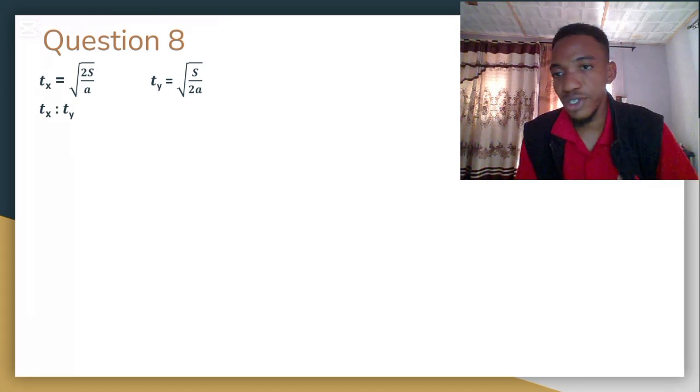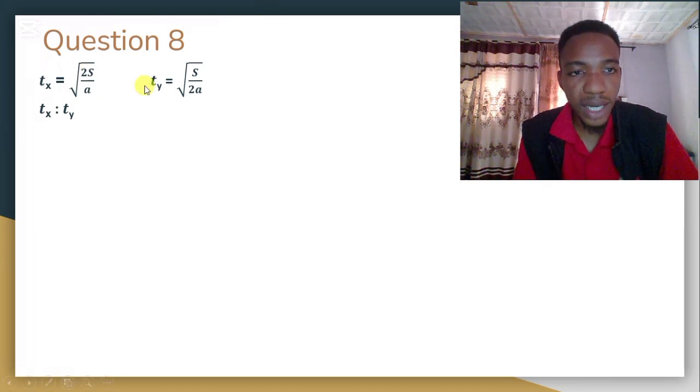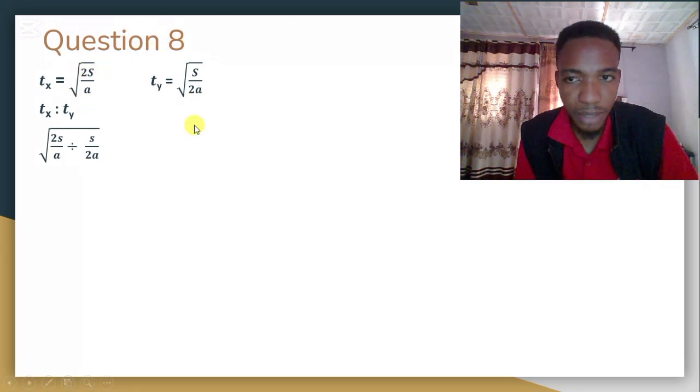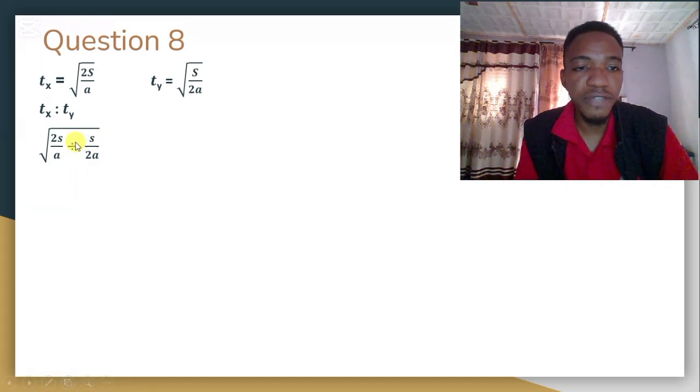Ratio is more like division. When you say one thing ratio another thing, it is division. Since both of them are square roots, you can put them under a single square root and solve it. So I say 2x over a divided by x over 2a, because this is representing tx and this is representing ty. Again, it's procedural math, just solve from there. You change this division to multiplication, and there's going to be a reciprocal. 2a will go up, x will come down.